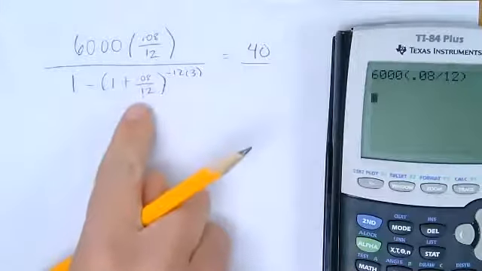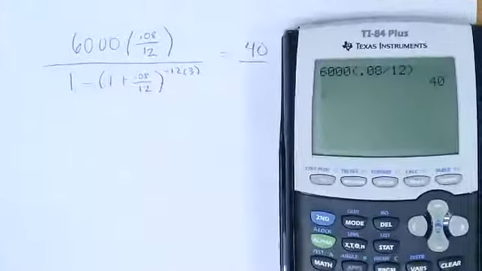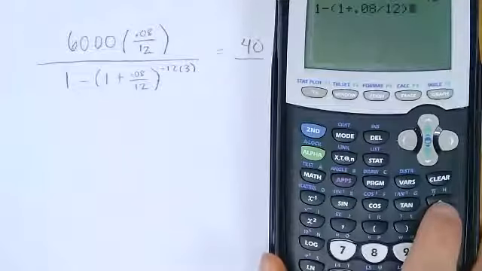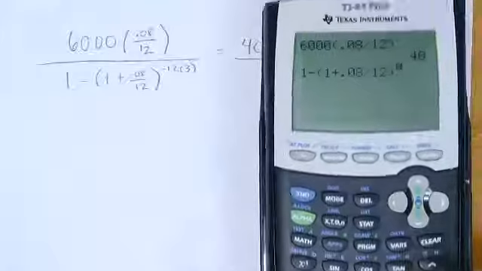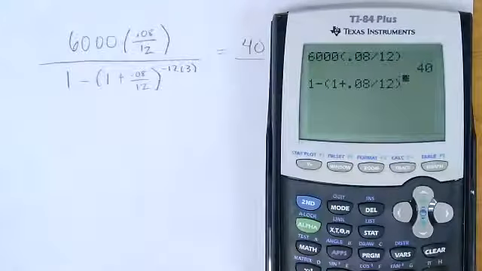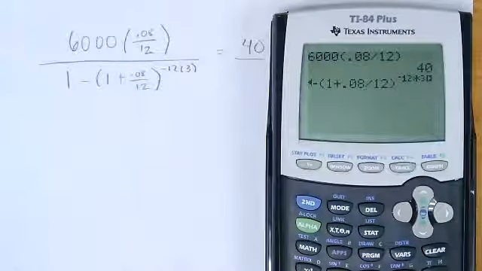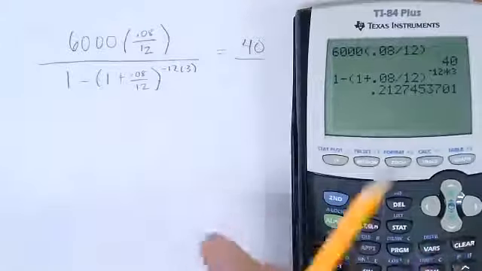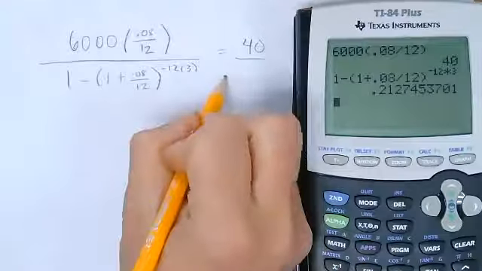Now in my denominator, I'm going to do the entire thing. So I've got 1 minus parentheses, 1 plus 0.08 divided by 12. Now watch what happens on this calculator when I push the up arrow. Notice how it brings me all the way up. So in this problem, I actually don't need parentheses. I can just do negative 12 times 3. If you want parentheses, you're welcome to put them. All right, so in my denominator there, I'm getting a 0.2127. Make sure you put up enough decimals.